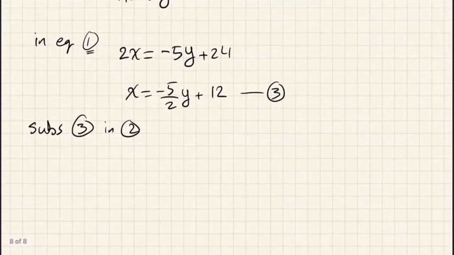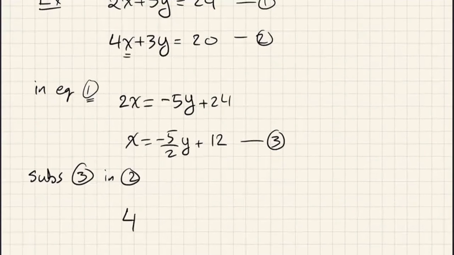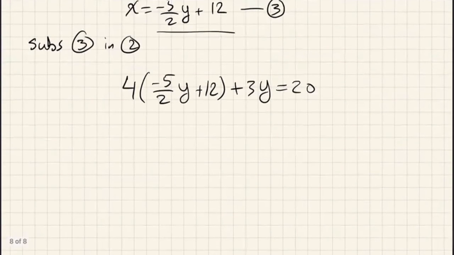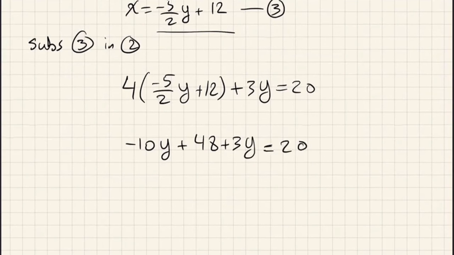So in 2, I remove the x and I put this expression. So 4 times negative 5 over 2 y plus 12, plus 3y equals 20. Now expand 4 times negative 5 over 2. Use your calculator. Don't do calculations mentally, please. Even in the examination or in the test, do it on your calculator. Negative 5 over 2 times 4 equals negative 10, so negative 10y. 4 times 12 equals 48, plus 3y equals 20. So negative 10y plus 3y is negative 7y, plus 48 equals 20.